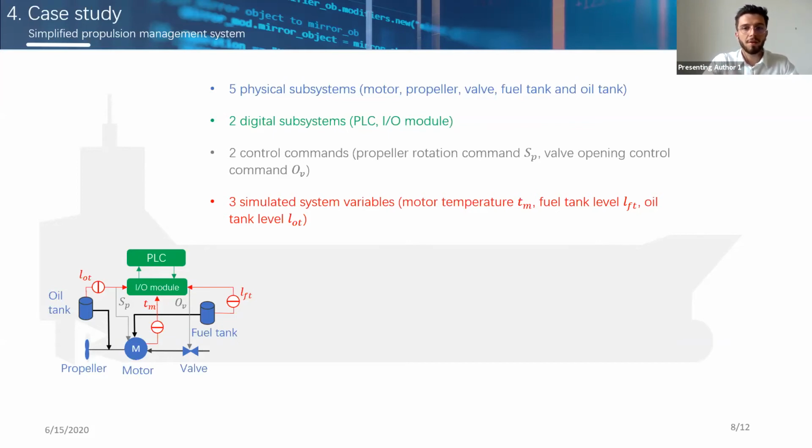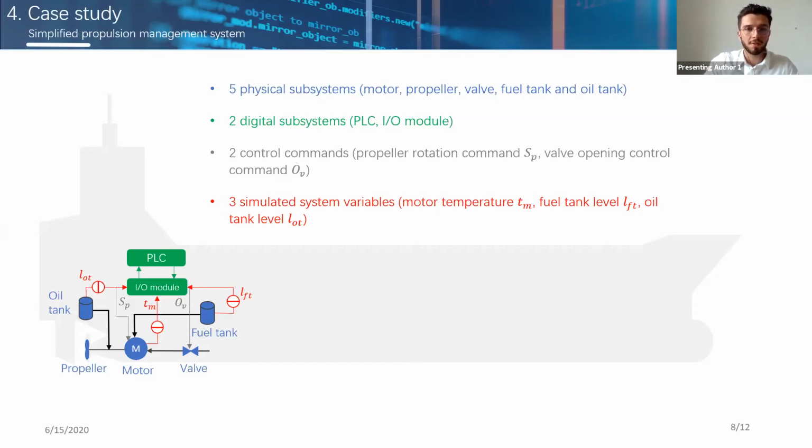There are also five system variables associated with the CPS. There are 2 control commands given by the PLC: a propeller rotation speed command and a valve opening control command. And also, we simulated 3 system variables: a motor temperature, a fuel tank level, and an oil tank level.